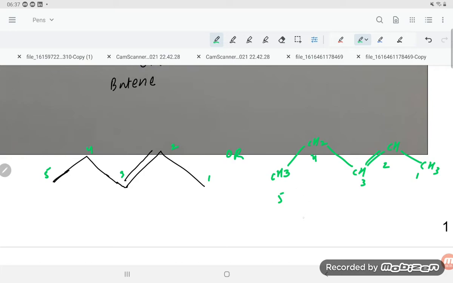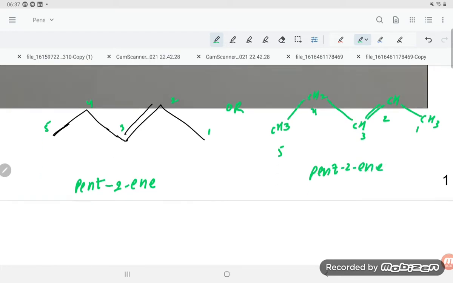So there is no prefix, student, so we will start from the word root. 5 carbon means that is pent. And after pent, what we can do? That is the primary suffix, so pent-2-yne. This is our IUPAC name.